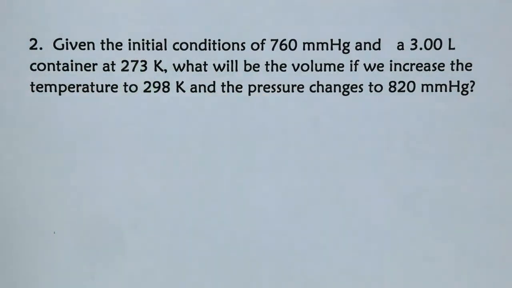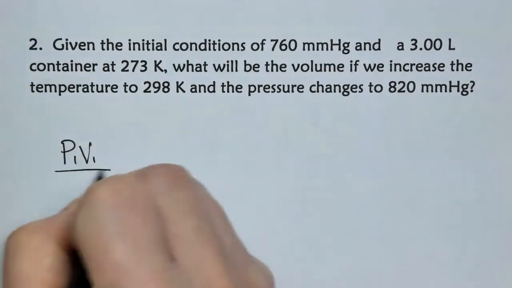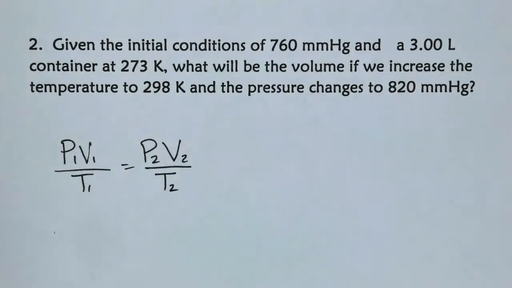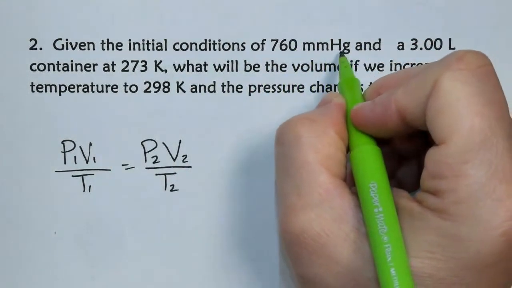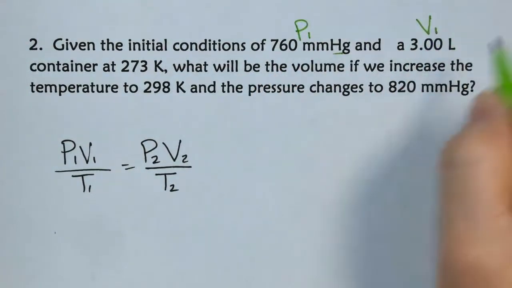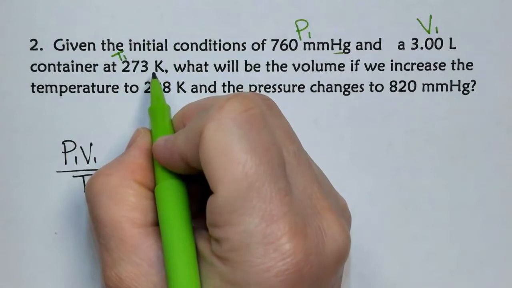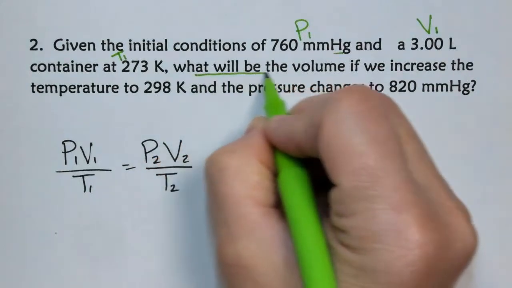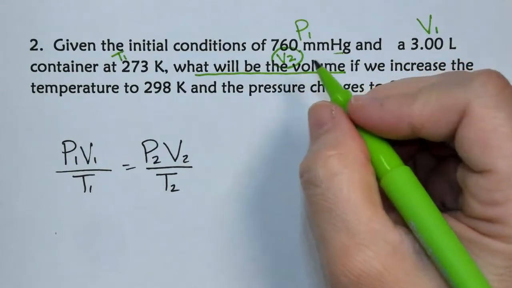Number 2, first I'm going to write down my equation down below. P1 V1 over T1 equals P2 V2 over T2. Now, given the initial conditions, 760 millimeters of mercury, this is a pressure, so this is P1. 3.00 liters, that is my V1. And 273 Kelvin is my T1. Because it's already in Kelvin, I do not have to add 273. What will be the volume? So because that is the question, V2 is my X. So I'm going to circle it so I know that's what I'm solving for.